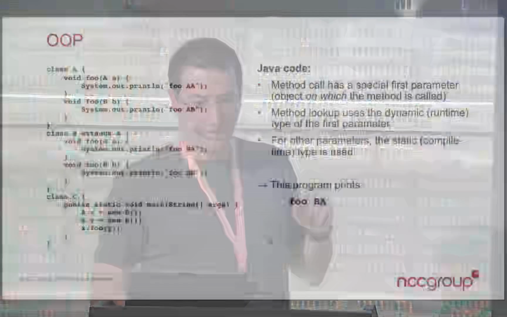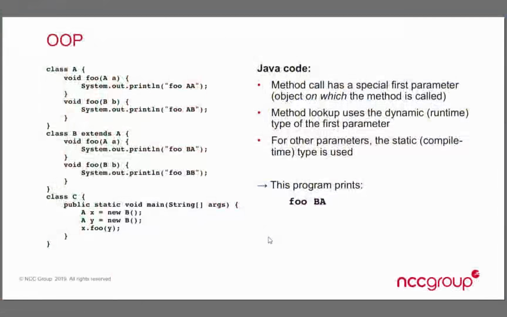So here is an example of Java code to explain what I mean about object-oriented programming, and why, in that aspect, Java technically sucks. So on the left is Java code. You've got two classes called A and B. B extends A, and each of them defines two methods called foo, which takes an A or a B parameter. And each has a print statement that says exactly which one you've called.